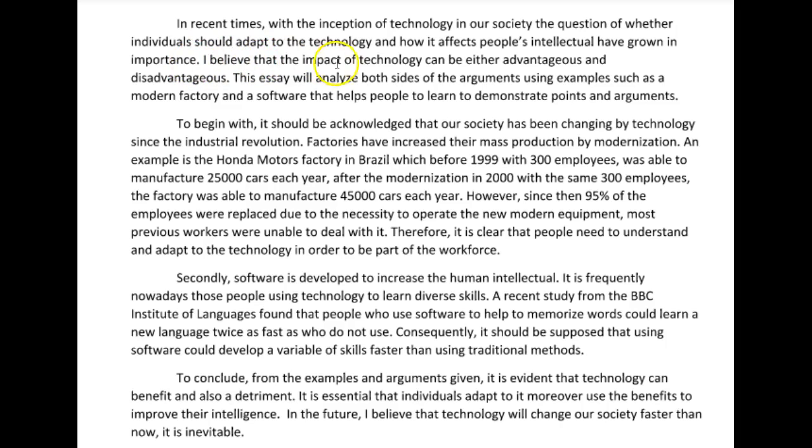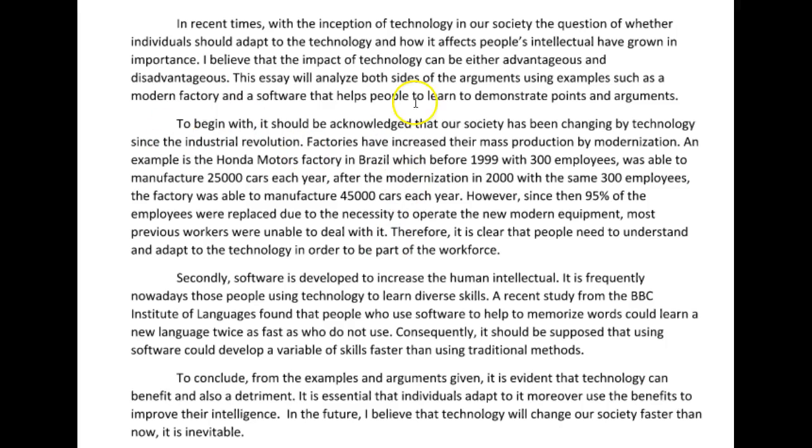I believe that the impact of technology can be either advantageous or disadvantageous. It's either or. You can't use either and. This essay will analyse both sides of the argument using examples such as modern factory environments and education software to demonstrate points and support arguments.